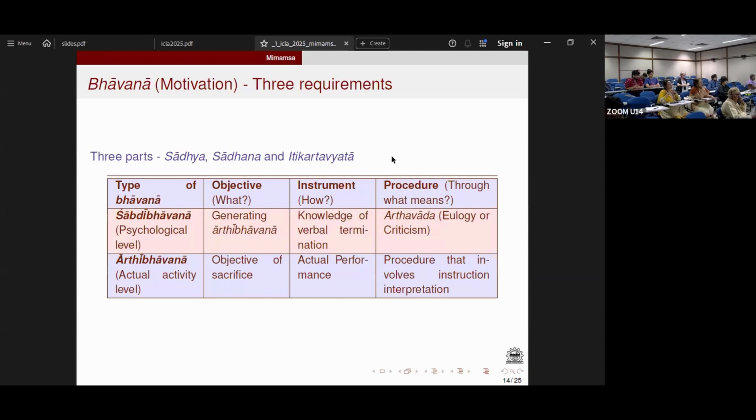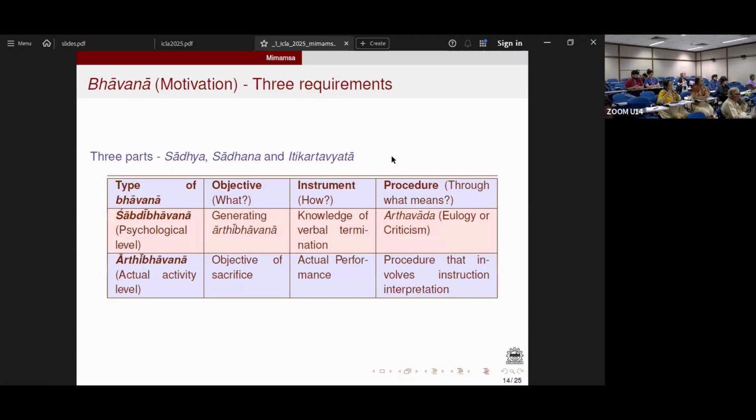And how do I do that? What is it? The sadhana, that is by actually performing all the activities which are mentioned over there. And the procedure. There are different aspects that will be mentioned over there. Many different instructions will be given. So you have to interpret it correctly and carry it out in a particular order. That is the iti kartavyata. This is how it is to be done.